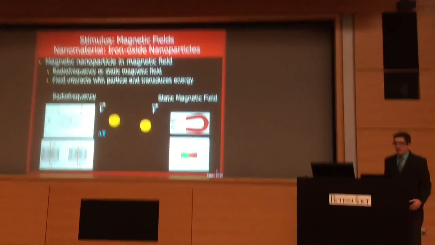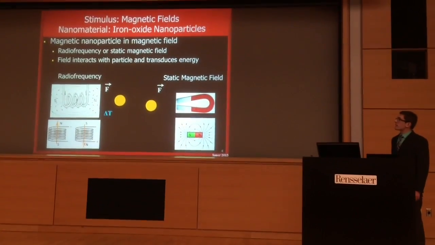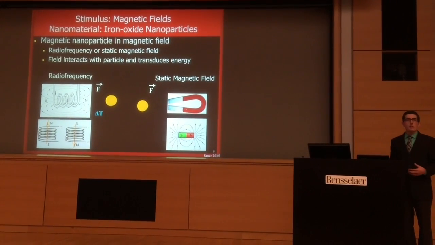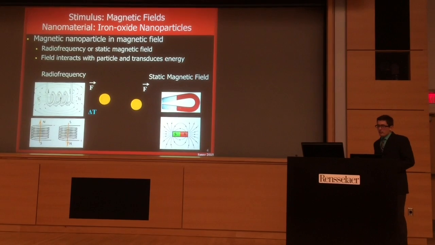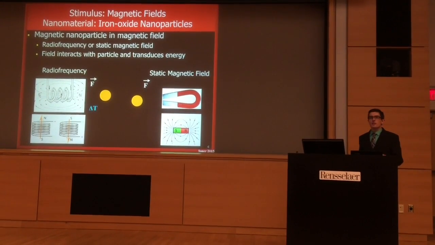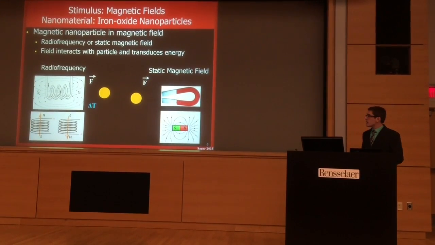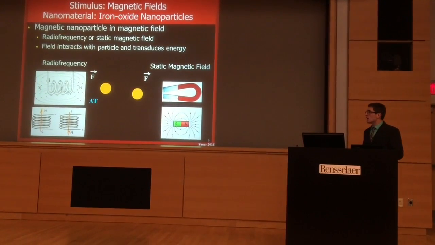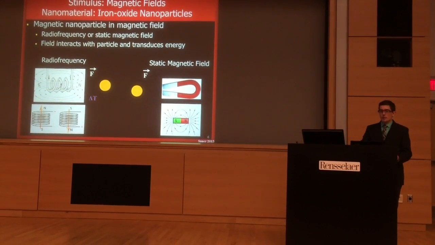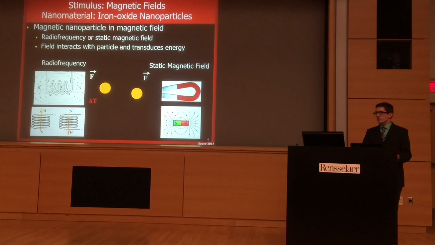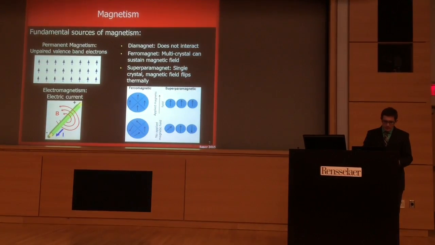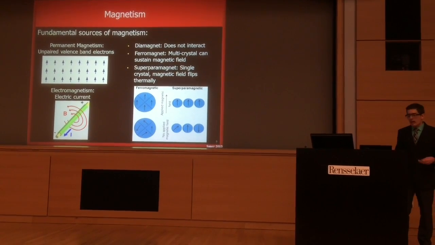A bit about magnets and magnetic fields. Our stimulus is magnetic fields, and the nanomaterial is iron oxide nanoparticles on the order of anywhere from 10 to 40 nanometers. Magnetic fields can be static or oscillating. Oscillating, like radio frequency, which powers your phone when you make a phone call, is really nothing more than a rapidly switching magnetic field. A nanoparticle can move around to follow the field, or it can heat up. Whereas in a static magnetic field, like your fridge magnet, it can really just apply a translational force to the particle. At this point, you might be asking yourself, magnets, how do they work?